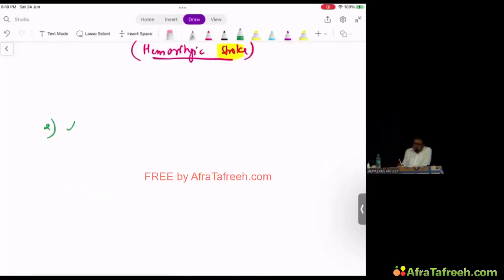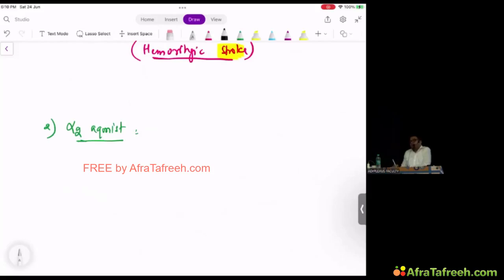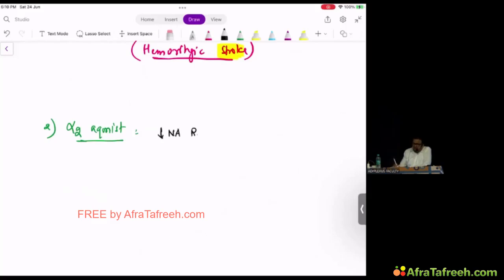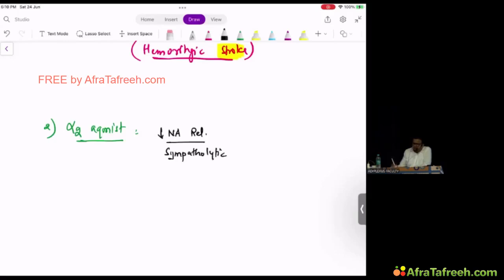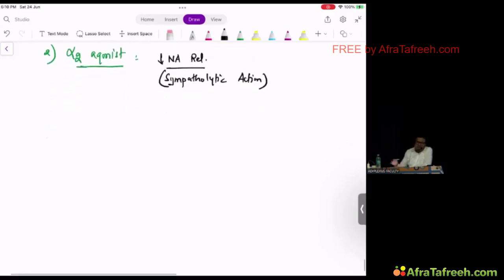We come to alpha 2 agonist, very very important. There is a long list. Let's first revise what we know about alpha 2. Alpha 2 agonists, they will decrease which release? NA release, and that would lead to sympatholytic action. From CNS, sympatholytic action.